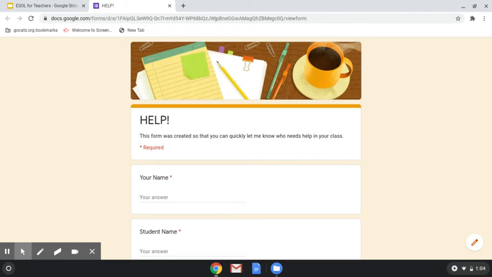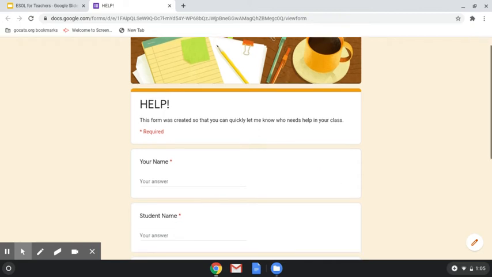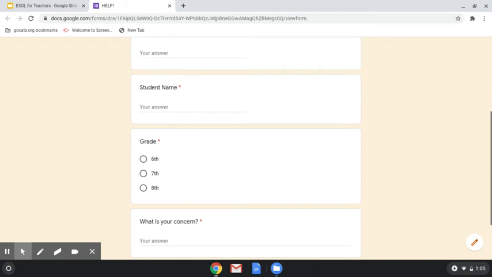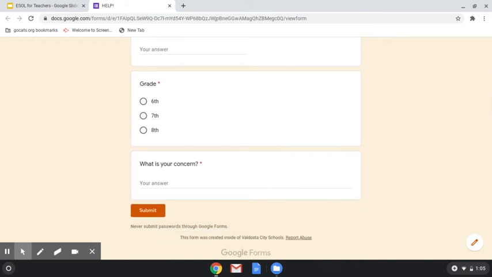This form is simply entitled Help. On this form, I'm asking that you put your name, the student's name, their grade, and then what is your concern? So what is it that they need help in? Whether it's division, the Civil War, alliteration, science, whatever it is, just simply put what it is. And you can send me a lesson plan or an assignment that they're struggling with, so while they're in my class, I'm able to help them.